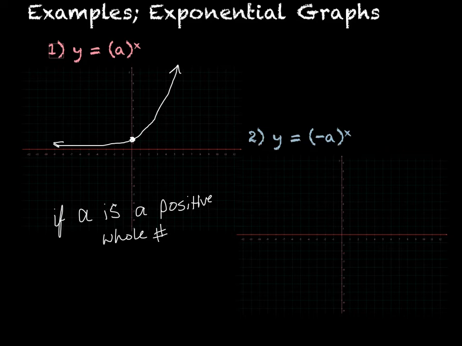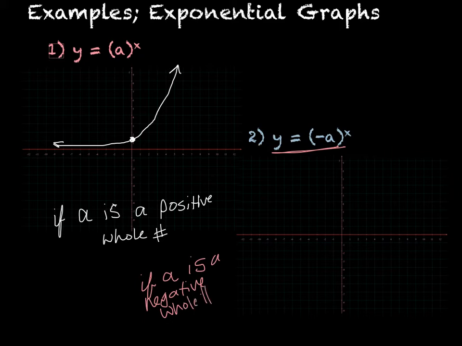Alright, now the next option is y equals negative a to the x power. So if our a is a negative whole number, then our graph is going to cross at -1 right here, and then it's going to be close to my axis, and then it's going to go down like that. Okay, so if it's a negative number, it's got to point down.